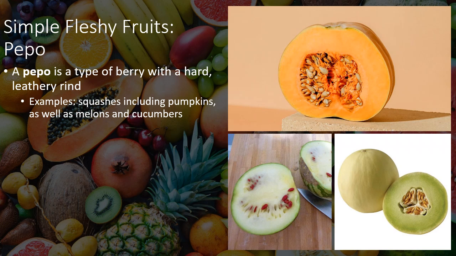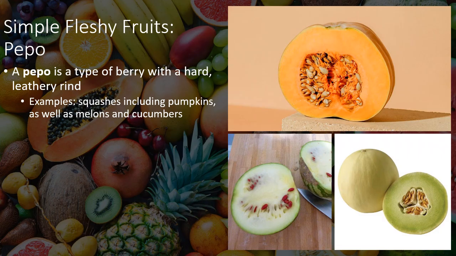Our next type of fleshy fruit we'll be looking at is a pepo. A pepo is a type of berry with a hard, leathery rind. So for example, when we look at a pumpkin like we have in the top, the rind is still soft, it's not woody, but it has a distinct texture compared to the rest of the flesh. It's hard, it's leathery, it's often kind of waxy and helps retain moisture.